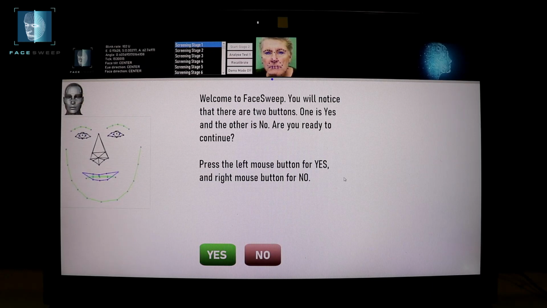Welcome to FaceSweep. You will notice that there are 2 buttons. One is yes and the other is no. Are you ready to continue? Press the left mouse button for yes, and right mouse button for no.